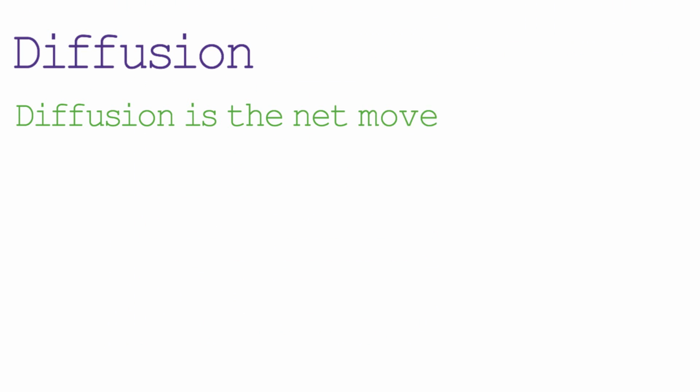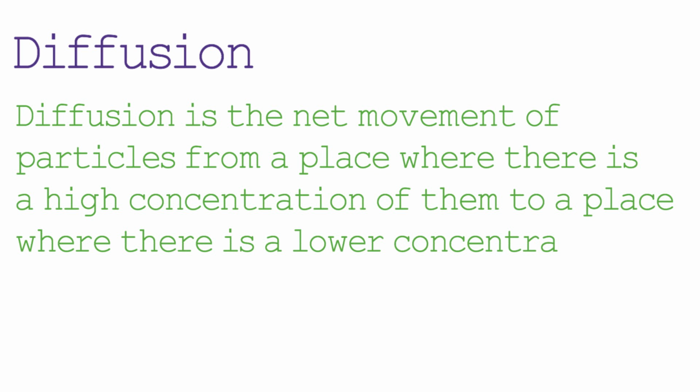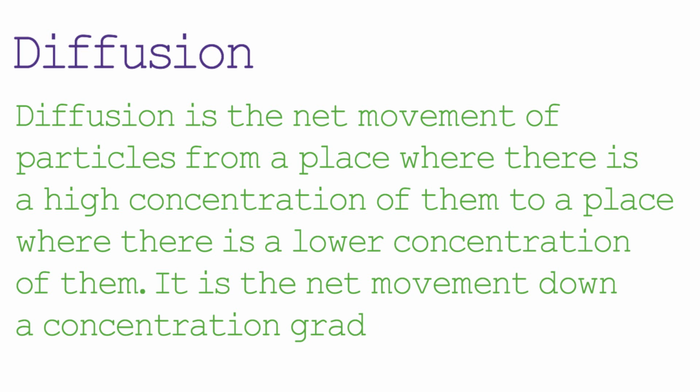Diffusion is the net movement of particles from a place where there is a high concentration of them to a place where there is a lower concentration of them. It is the net movement down a concentration gradient. Down a concentration gradient just means that the particles are moving from a place where there's a high concentration of them to a place where there's a lower concentration of them.